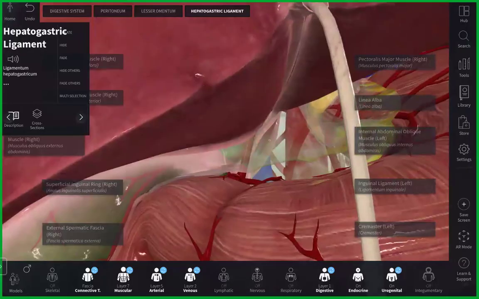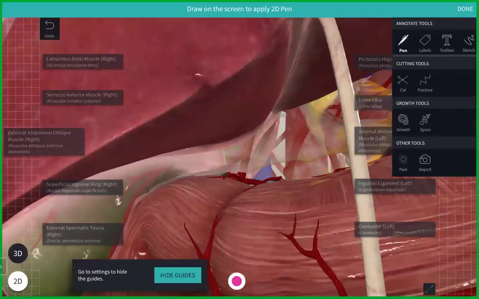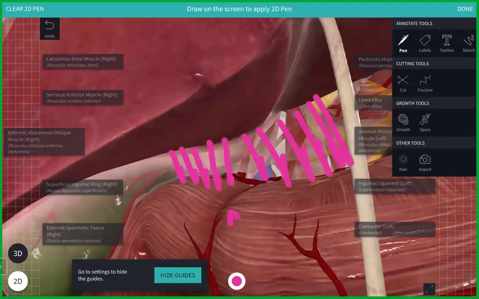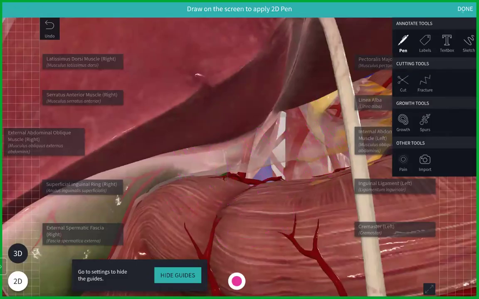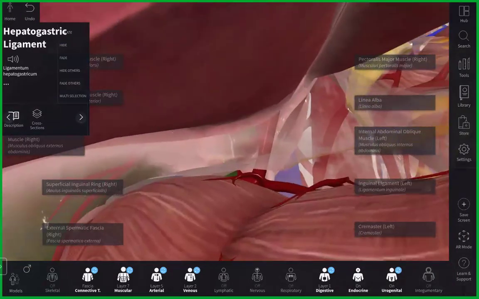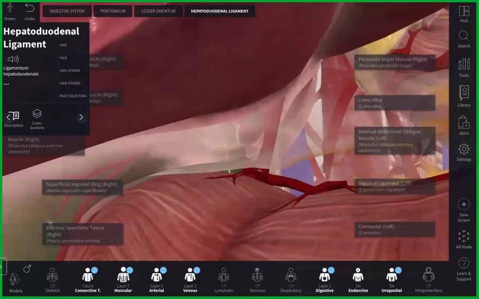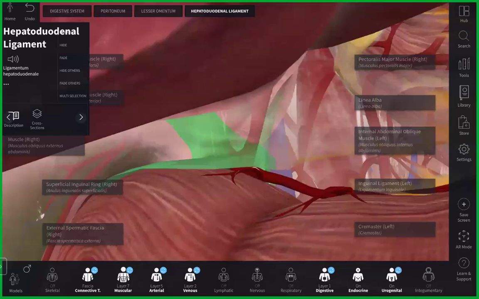So here are some ligaments from liver to stomach. That is hepatogastric ligament. From liver to duodenum first part. Okay, that is hepatoduodenal ligament. Now, the thing you need to know is that this hepatoduodenal ligament is the free edge of lesser omentum. Behind it, we have the lesser omentum.